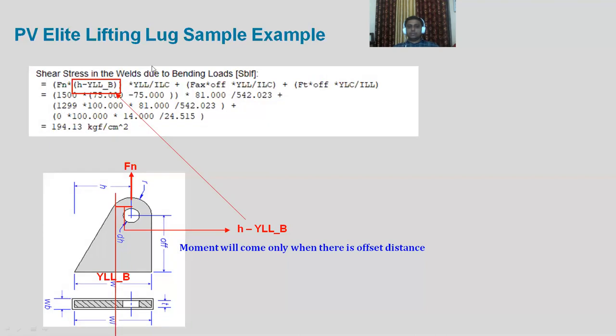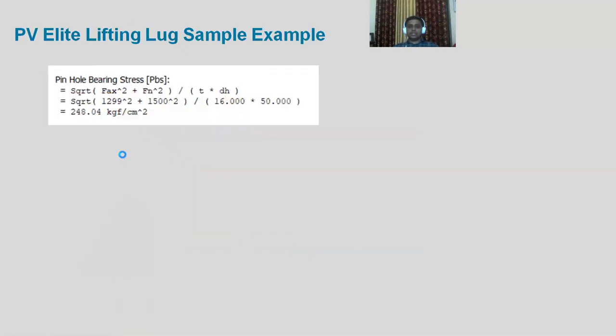Correct. So because of all these stresses, whatever are applicable, Ft is not in our case. So Ft you can see over here, Ft is 0. So this term will not be there. H minus YLLB is also 0. So this term will also not be there. So because of only axial force, there will be bending moment. So axial force will be how much? 1299 multiplied by off center distance, which was 100, into YLLB upon ILC, that is moment of inertia. So 81 into 542.023. Only this term is creating the bending stresses. So the stress caused by the bending forces is 192.13 kg.